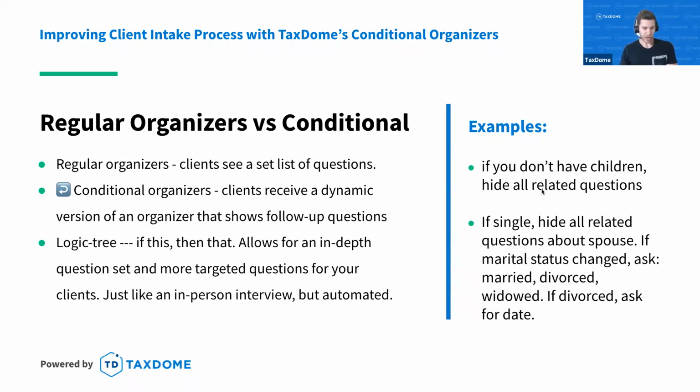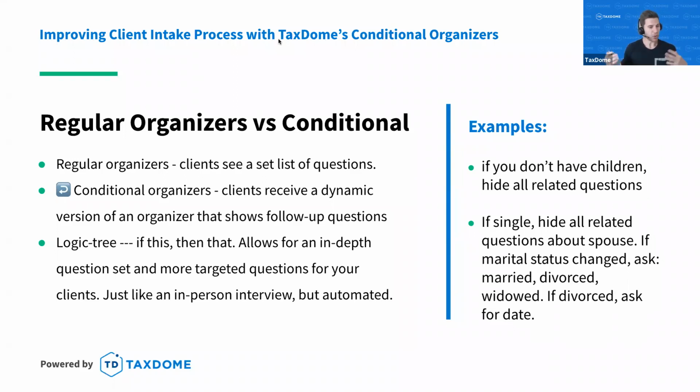So to give you an analogy, if you were meeting with a client in person, when you find out that they're not married, you're not going to ask them about their spouse and their spouse's birthday. This is the same exact logic here, so that you can use this if-then logic that you would do during an interview, except instead of you doing it manually, it does it automatically for them. So your client completes the questions, and then you can create the logic based off of certain answers to ask follow-ups or to hide other follow-ups. You see the examples on the right.